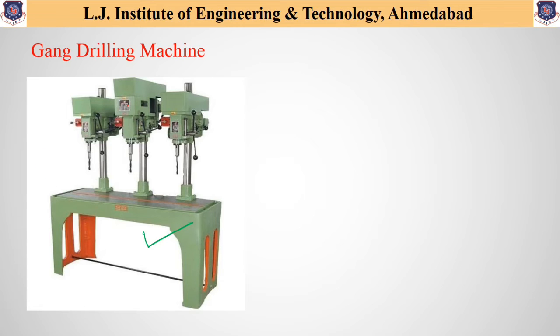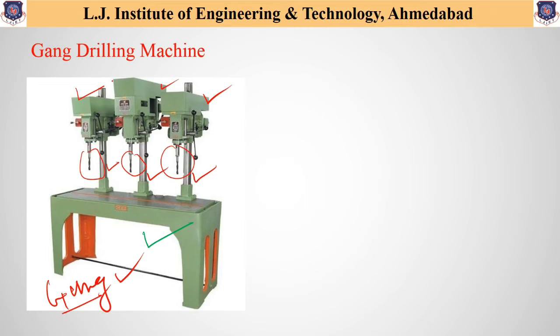And each and every one of these drill bits has a vertical column, with different drills and different motors associated with each drilling machine. So when a number of single spindle drilling machine columns are placed side by side on a common base having a common table, this machine is called a gang drilling machine.